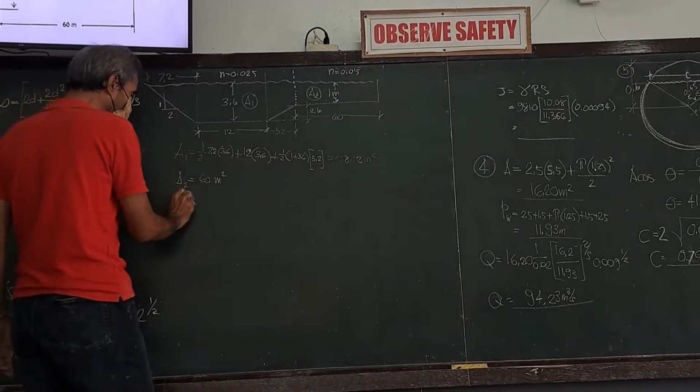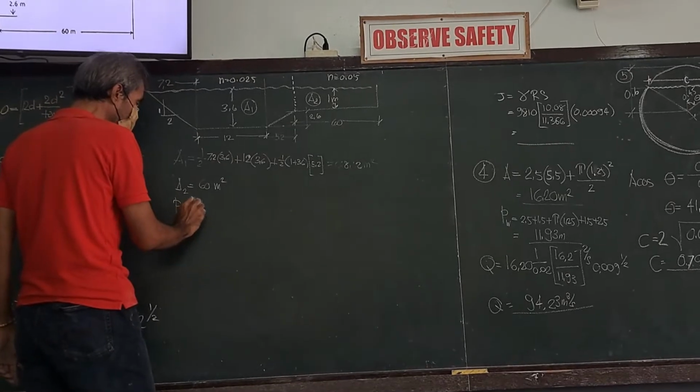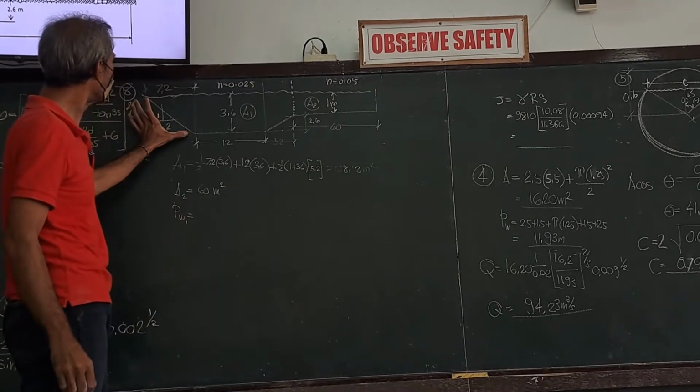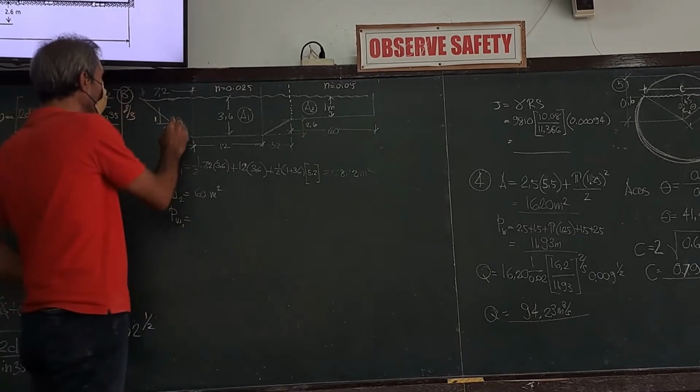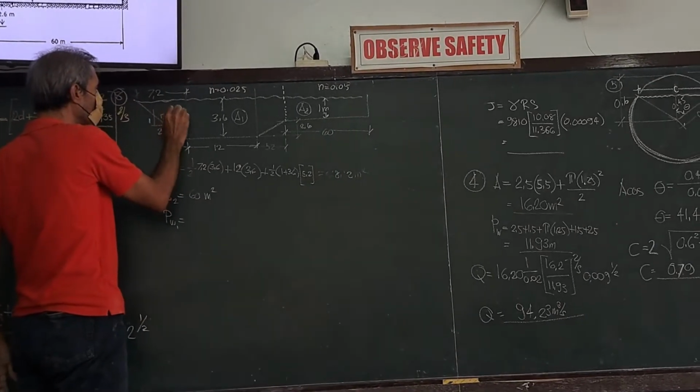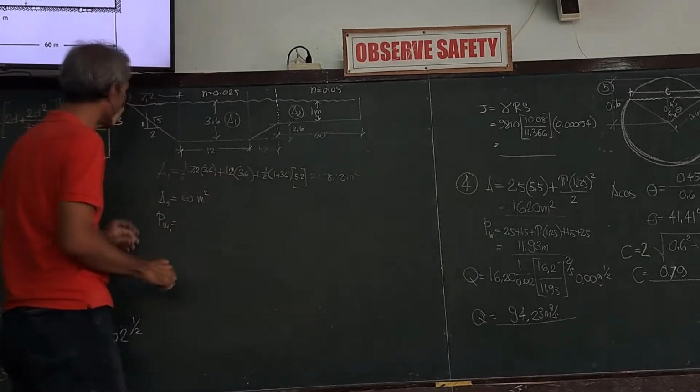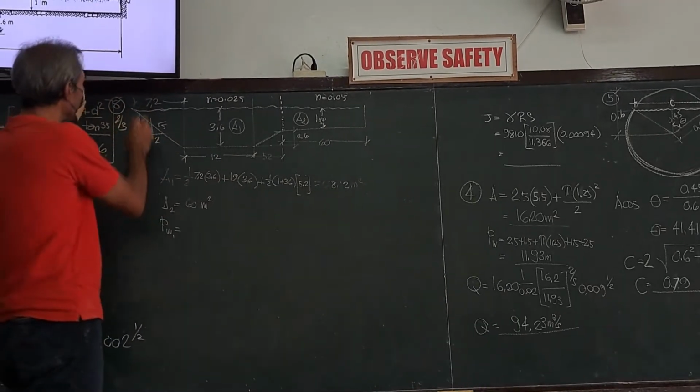What is perimeter 1? Ine is 1 square root of 5. So, pila niyo?